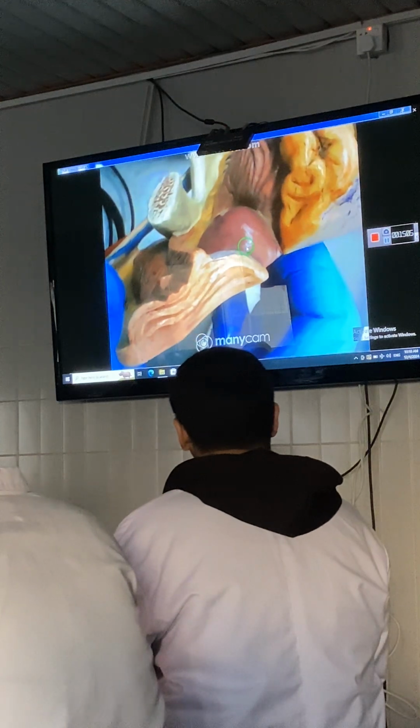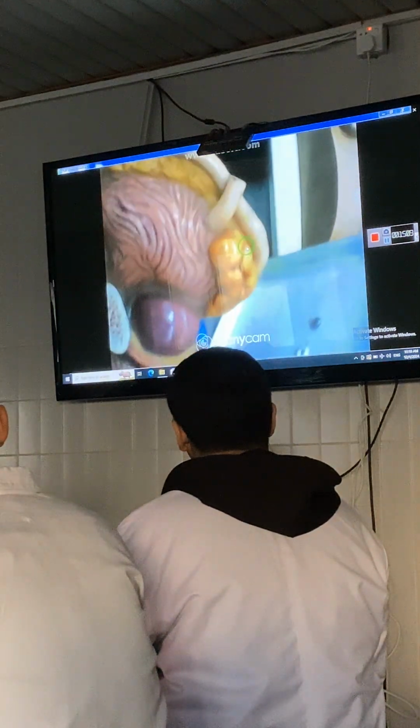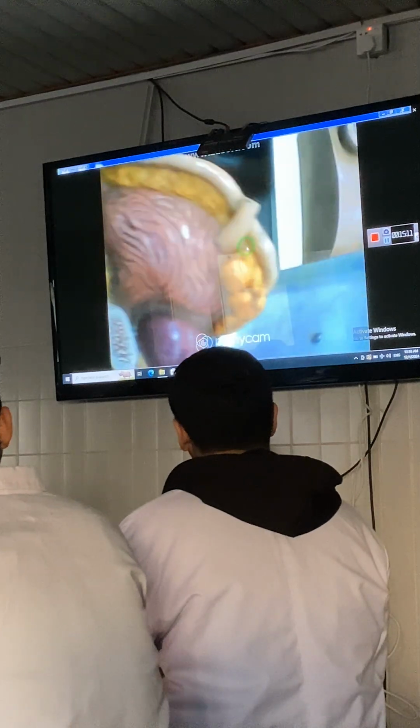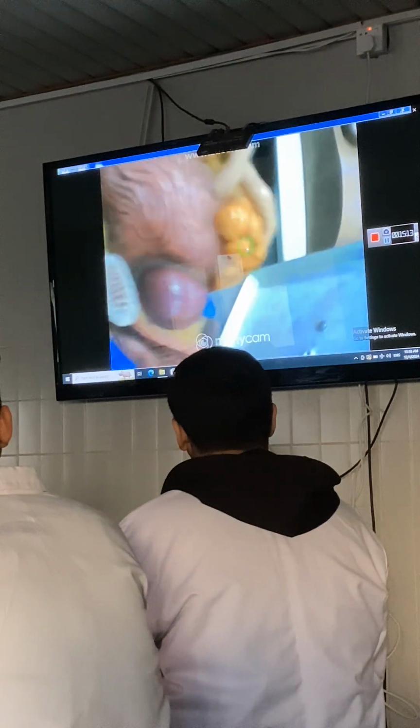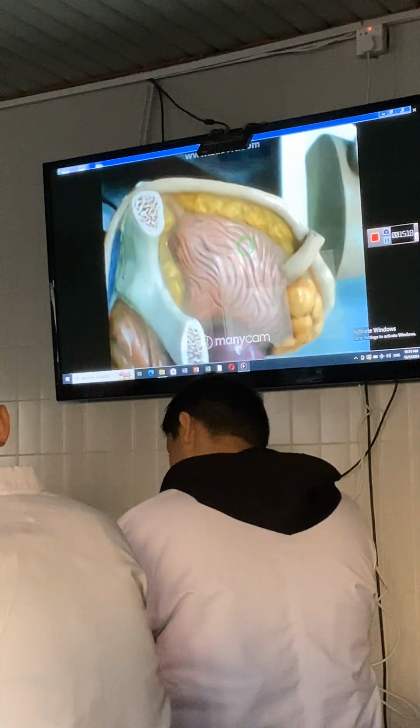This is the prostate, right? And this is another view. And of course, this is the ureter. This is the ampulla of the vas. This is the seminal vesicle. This is the prostate gland, right? This is the ureter.